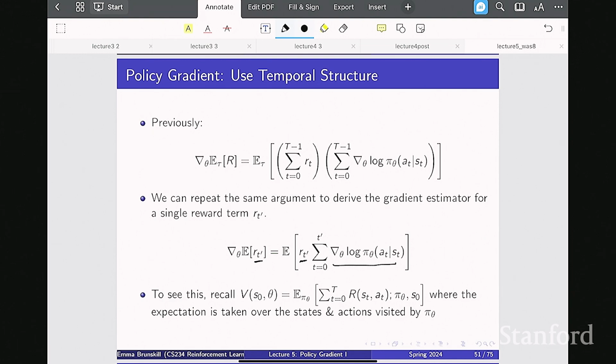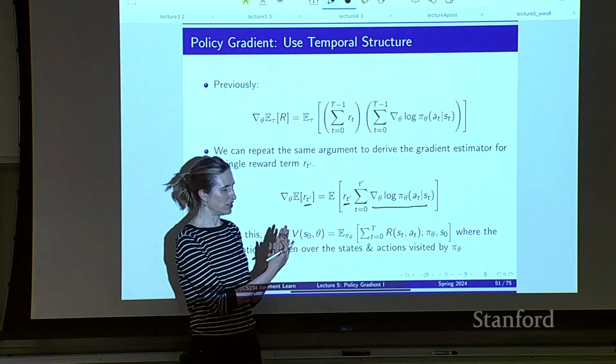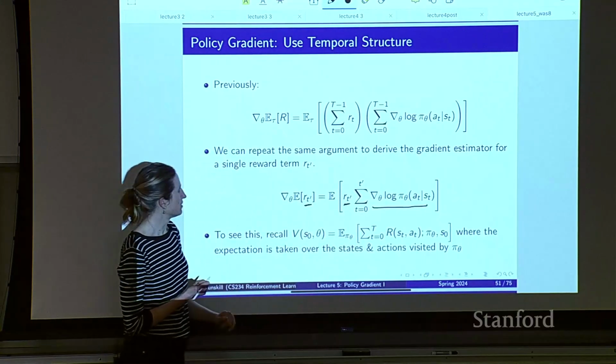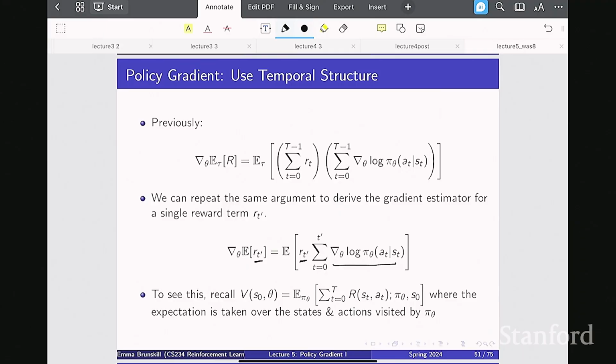This is the reward we got at this time point. So instead of having this whole sum, we just think of what the trajectory was that we got up to that time point and all of their score functions. Okay. Does that make sense? Does anyone have any questions about that part? Okay, so this is for a single time step, t prime.